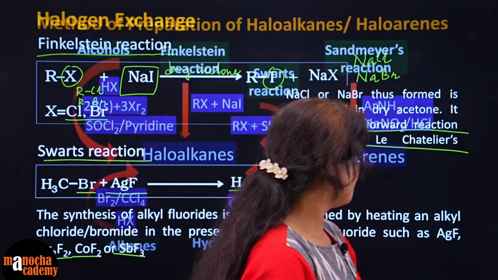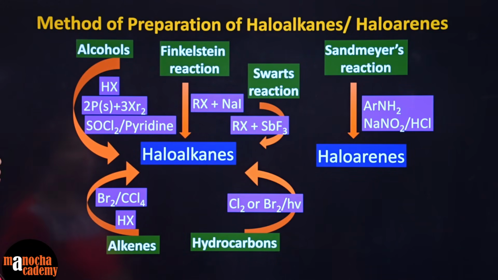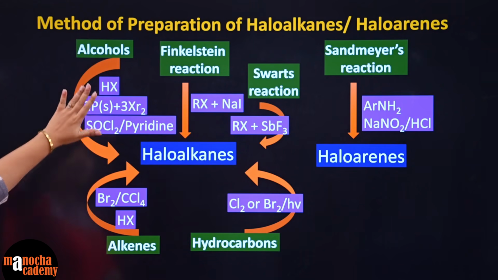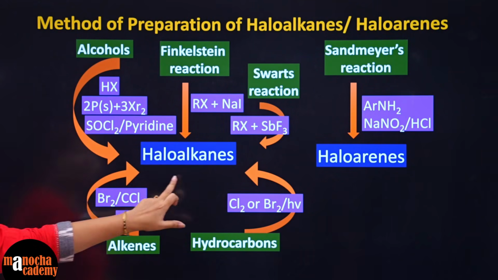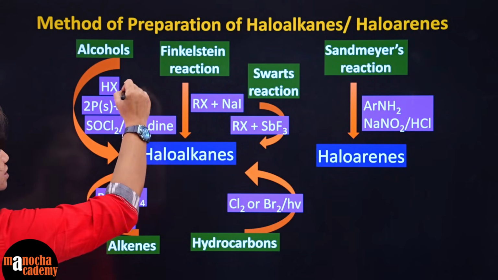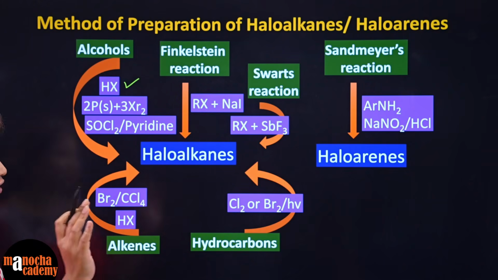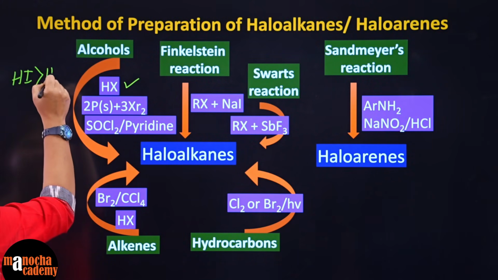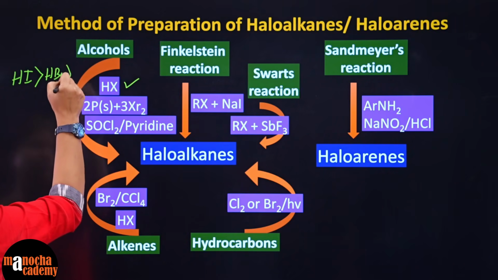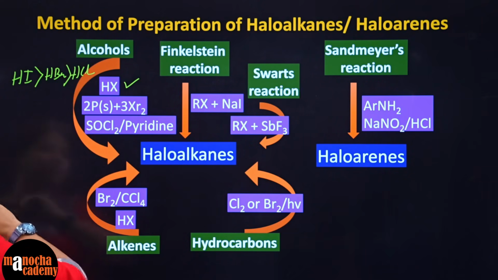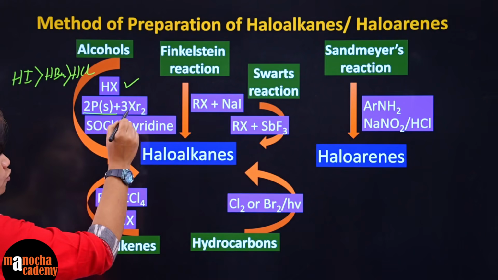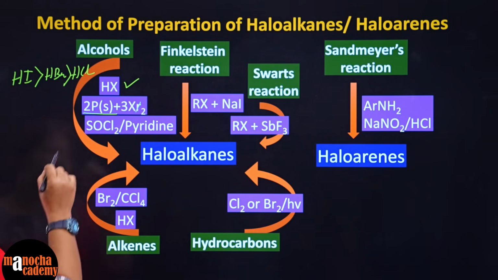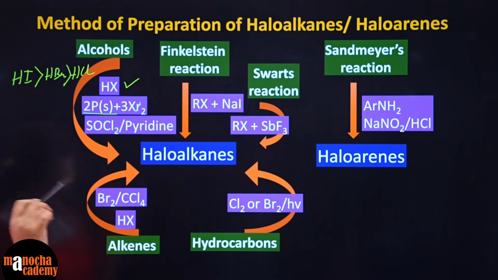Okay, now this is all we have here. It's just a gist of all. You see, alcohol to corresponding haloalkane. You can use HX, any halo acids. We have done this: HI, reactivity order HBr more than HCl. This is one of them. You can use red phosphorus with bromine or chlorine. You can use thionyl chloride, the best method.